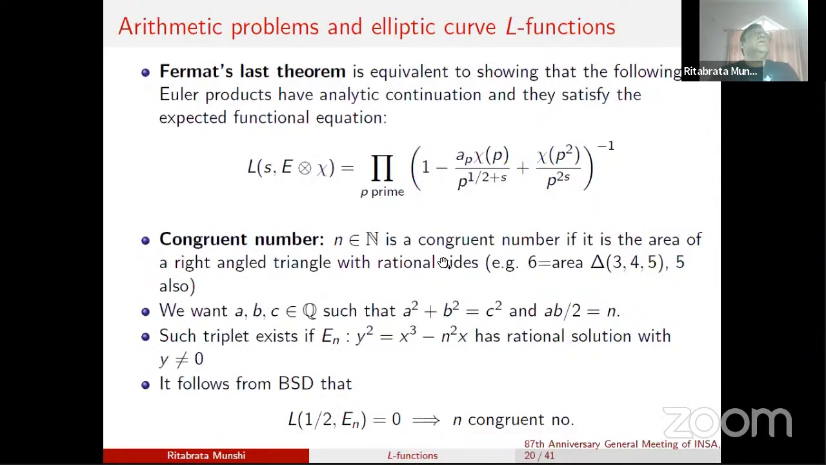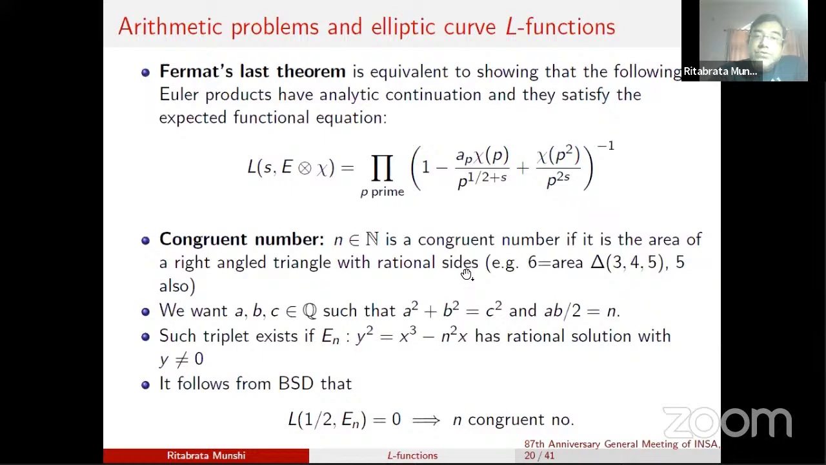If you're interested in the congruent number problem, what is a congruent number? An integer is called a congruent number if it is the area of a right-angled triangle with rational sides. For example, 6 is a congruent number. It's very easy to see because if you look at the triangle with sides 3, 4, 5, it is a right-angled triangle and its area is 6. And it's quite difficult to show that 5 is also a congruent number, because you will not find any integer-sided right-angled triangle for which 5 is the area. But there is a rational one, because you're only interested in rational sides, not integer.